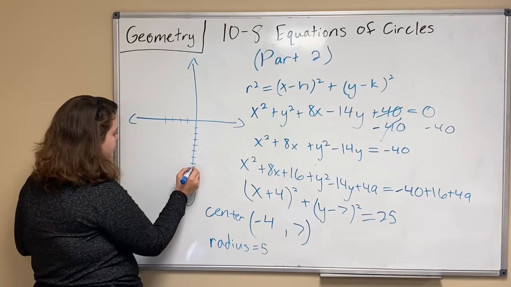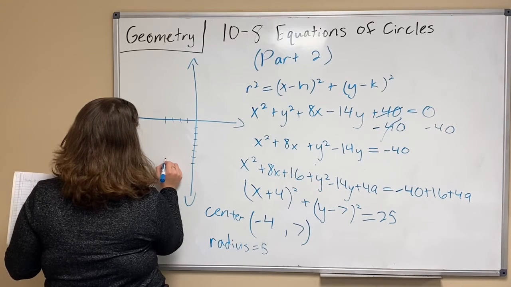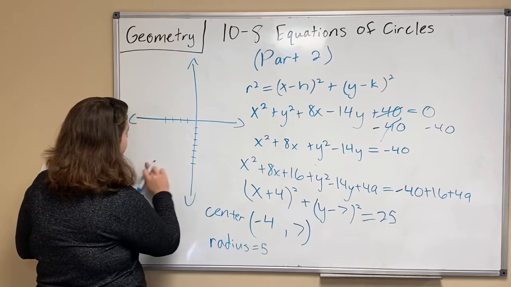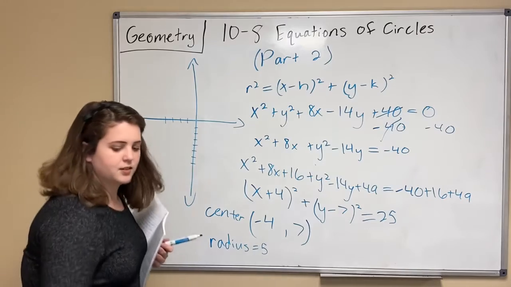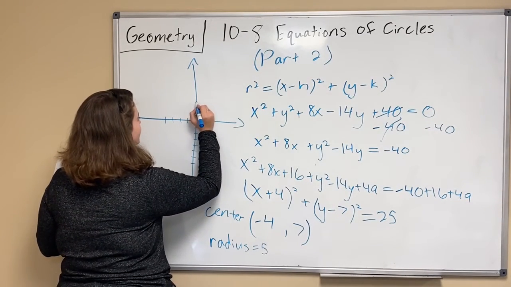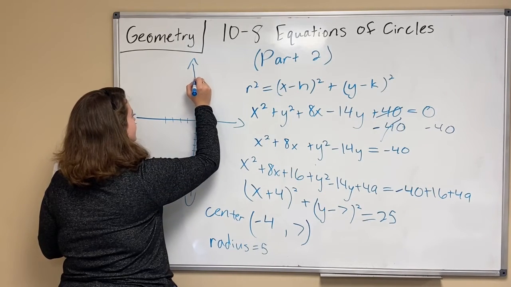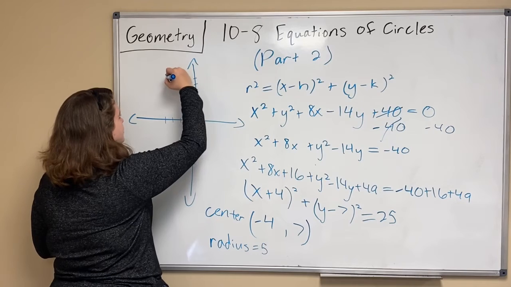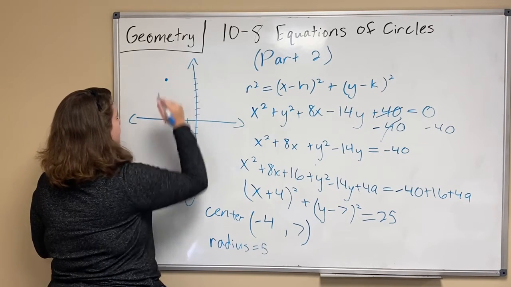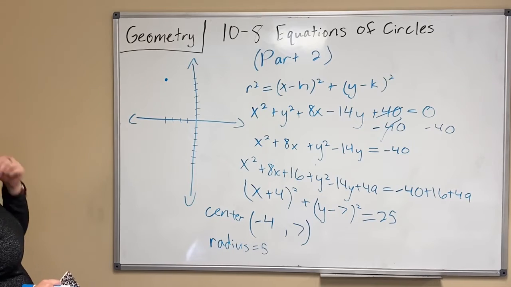So my center point is going to be at negative 4. Oh, I counted to negative 7. What am I doing? 1, 2, 3, 4, 5, 6, 7. Sorry, so 4 and 7 is going to be up here. Okay, negative 4, 7. That's my center point.